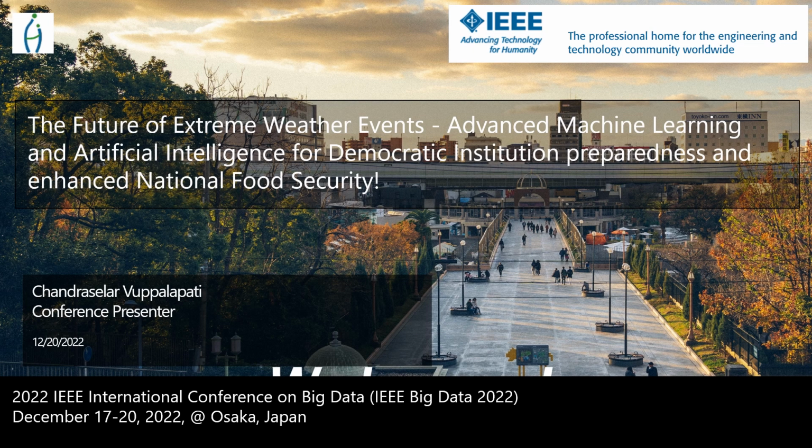Hi everyone, this is Chandrasekhar Upapati, presenter of the paper Future of Extreme Weather Events, Advanced Machine Learning and Artificial Intelligence for Democratic Institution Preparedness and Enhanced National Food Security. Our paper got selected for the 2022 IEEE International Conference on Big Data, held in Osaka, Japan, 2022. Our presentation was on December 20.